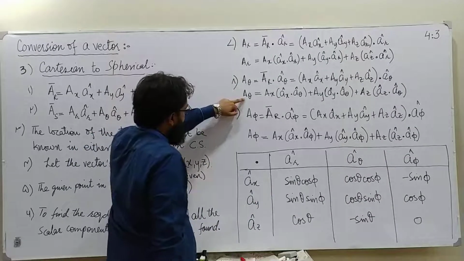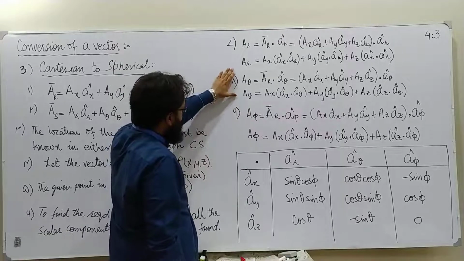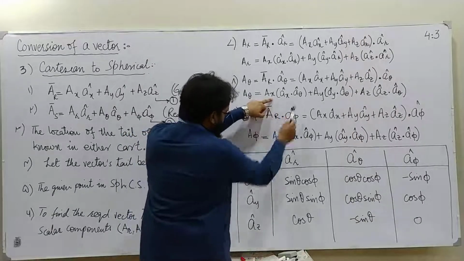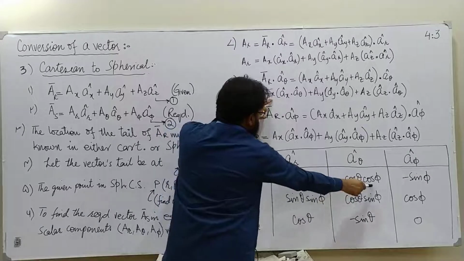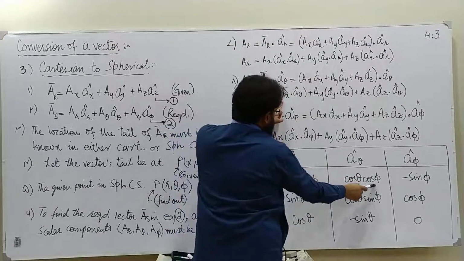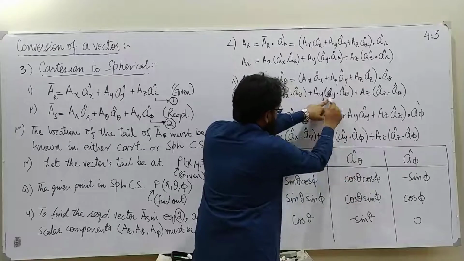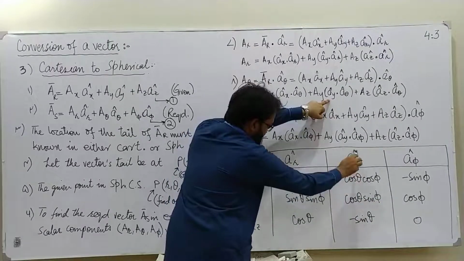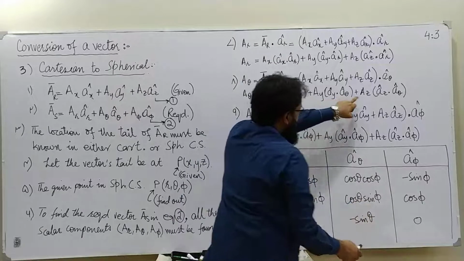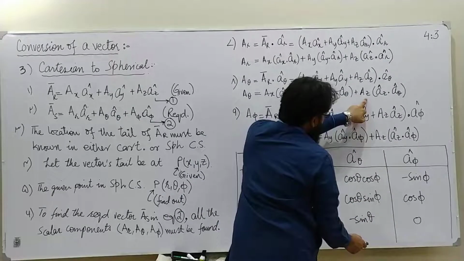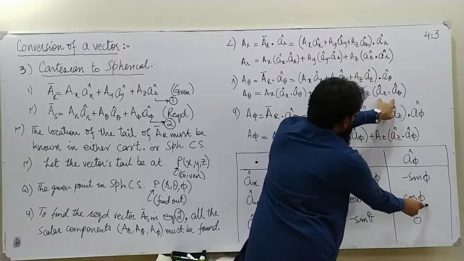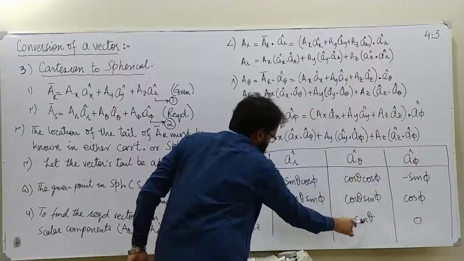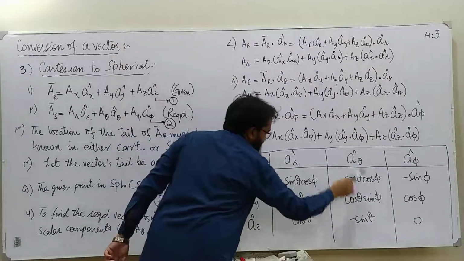Similarly, the last step for step number 8 would be A theta equals A_x dot a theta, which is cos theta cos phi. So instead of this bracket, just write cos theta cos phi, plus A_y. Instead of this bracket, just write cos theta sine phi, because a_y dot a theta is cos theta sine phi, plus A_z, and instead of this bracket just write minus sine theta, a_z dot a theta, this one.